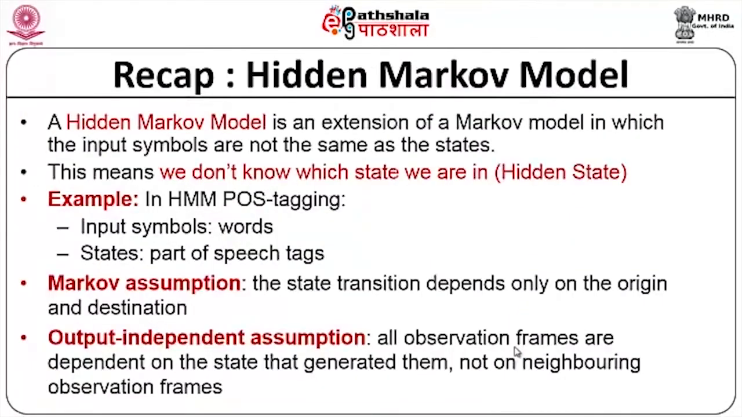Let us do a small recap of the hidden Markov model. A hidden Markov model is an extension of the Markov model in which the input symbols are not the same as the states. In the Markov model, the input symbols and the states are the same. So, what you see is what you get, but in the hidden Markov model, we do not know which state we are in, that is the state is hidden, only the observation is given. So, we are going one more level of abstraction.